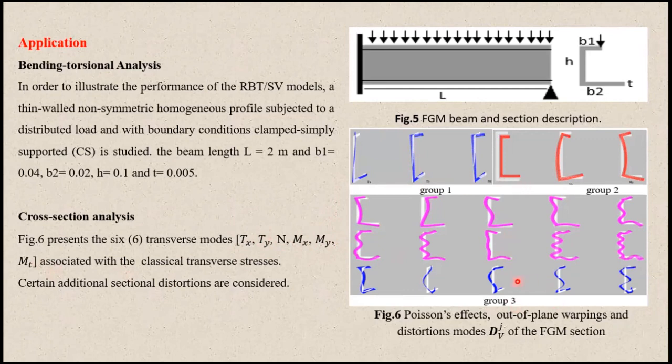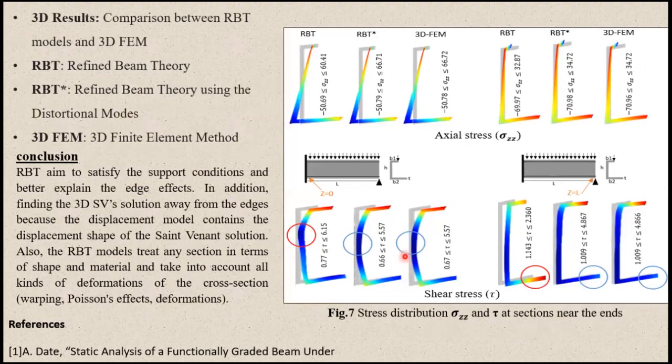In addition, certain additional sectional distortions are considered, 10 in-plane and 5 out-of-plane. All these deformations of the cross-section reflect the mechanical behavior of the cross-section and lead to a beam theory that actually corresponds to the cross-section type in terms of shape and materials. Next, we have a comparison between our model, the refined beam theory, and the refined beam theory using the distortional modes, short RBT.